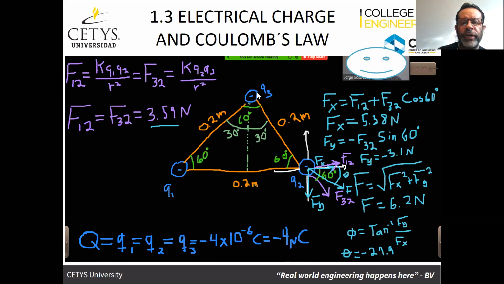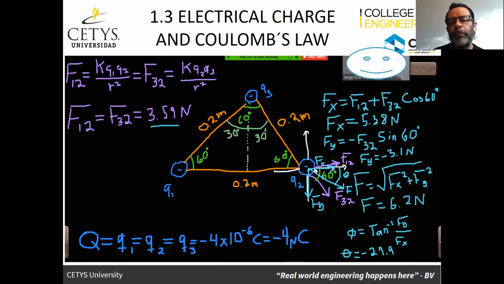So we have this figure here. We know that each of the angles here is 60 degrees, and each of the charges is at one of the vertices of the triangle. Now they're asking us for the net force on each of the charges. What we did here is that we placed ourselves here in Q2, and we did a free body diagram.